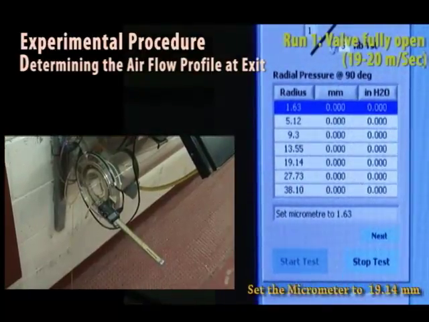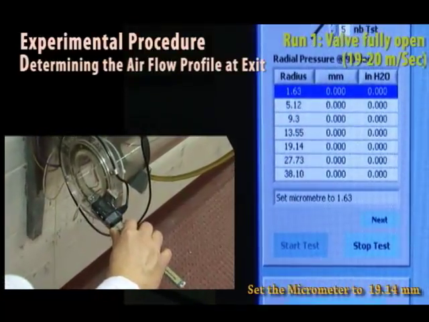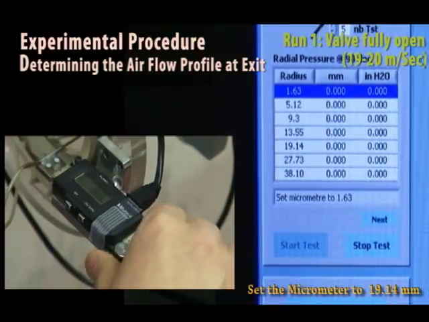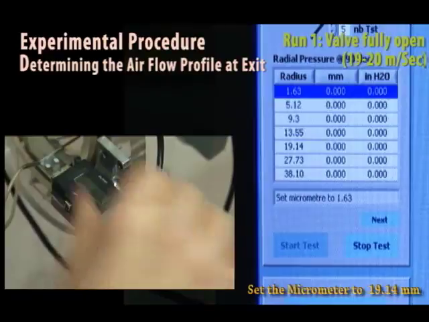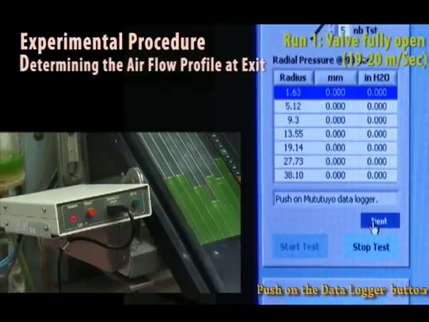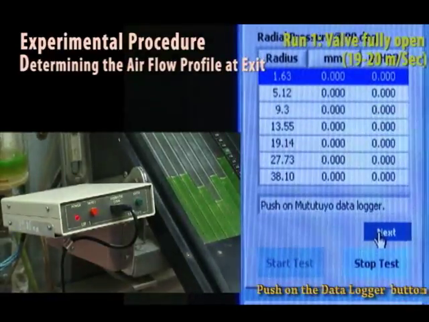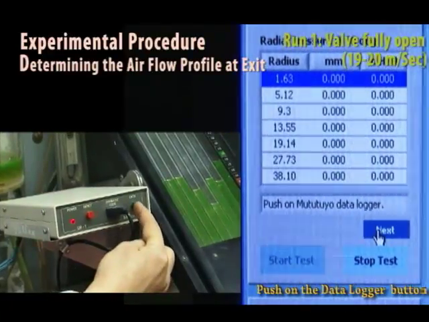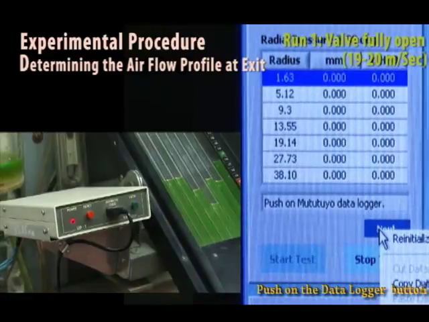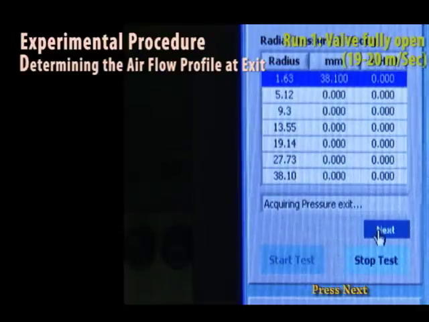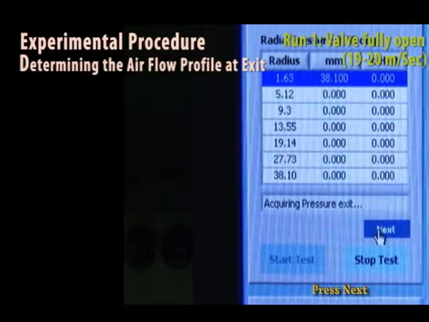During this step of the experiment, follow all the instructions as they appear on the LabVIEW window. Set the micrometer connected to the pitot tube to the R1 position and then press Next on the LabVIEW window. Push the Reset and Data button on the data logger to enter the pressure reading to the LabVIEW window. Press Next and set the micrometer to the next radius and follow the same steps.